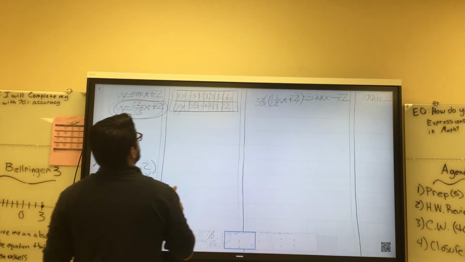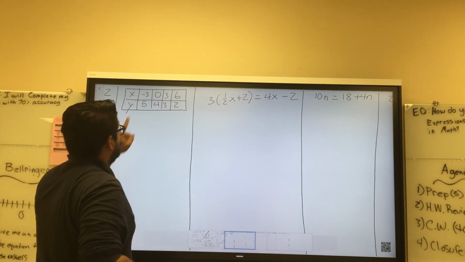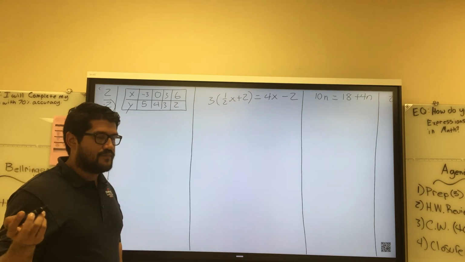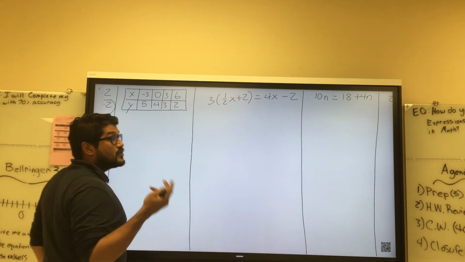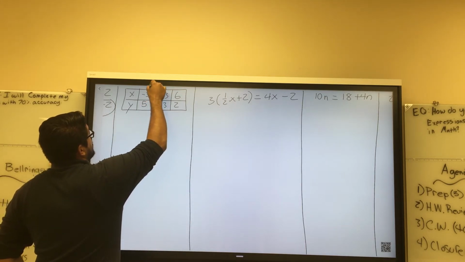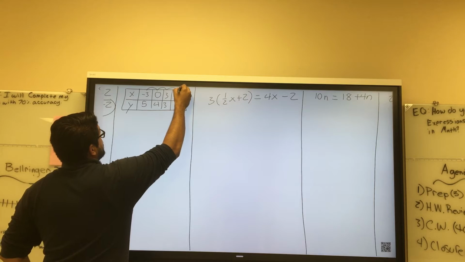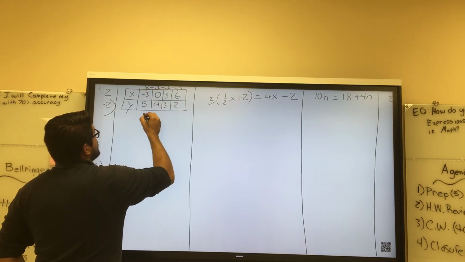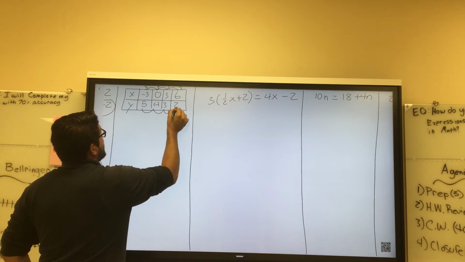All right, next one. From this one here, is this a straight line, yes or no? Okay, how do you check that? Well, this is increasing consistently by 3, right? Every single time it increases by 3. And this one, every single time, it goes down by 1.